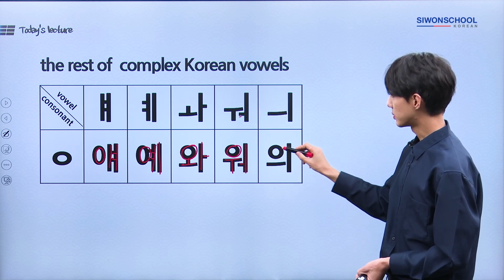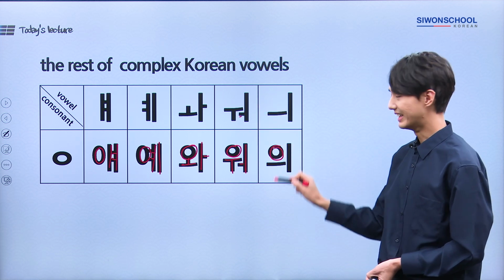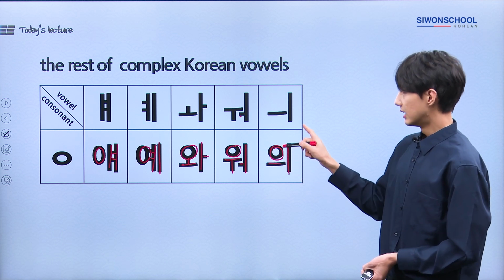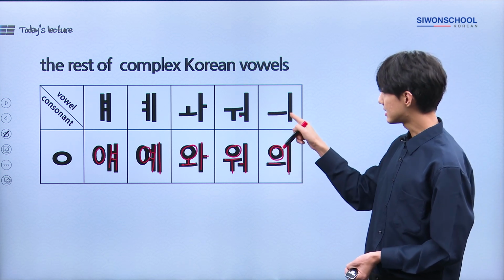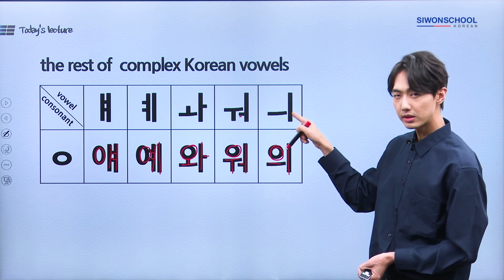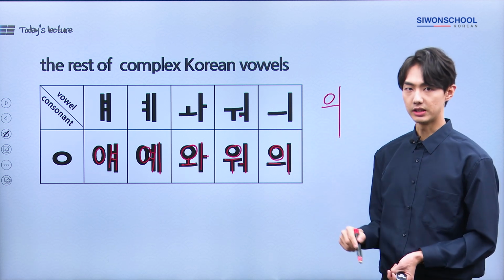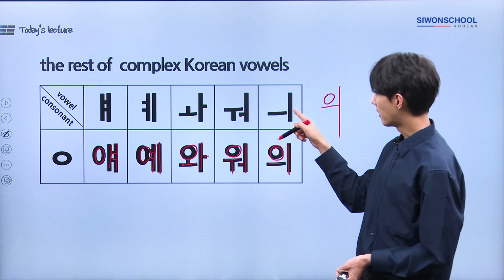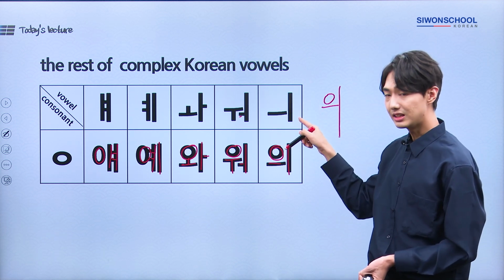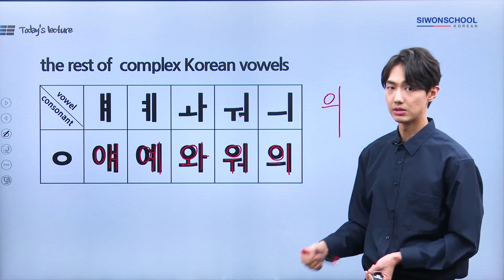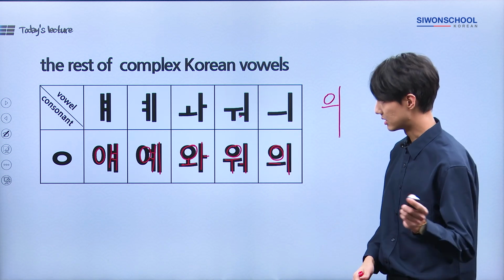All right? And next one, circle, and then 의. Okay? Put the part in like a 2/3 position. All right? Don't write it like this. It kind of looks funny, right? Don't write it like this. Make sure to place the E in the 2/3 position, okay? So, 의.